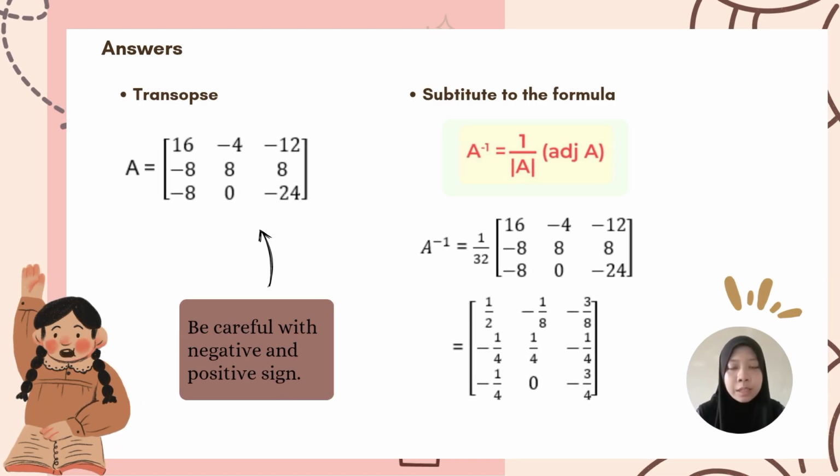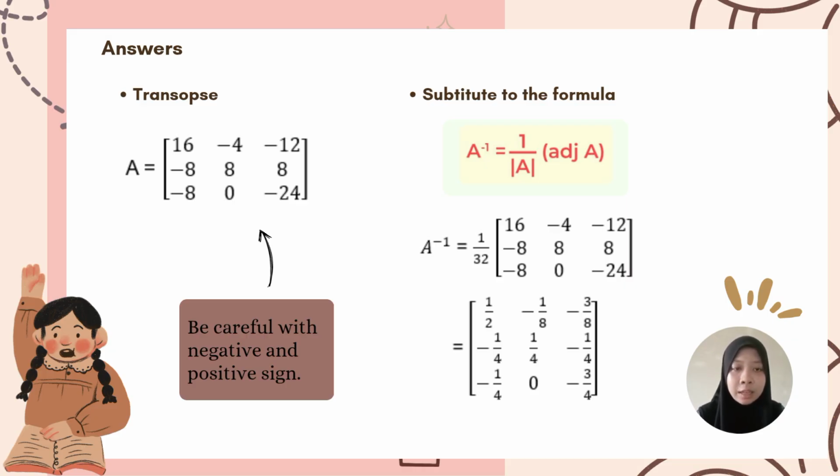Finally, we move to the last page for my question. We must find the adjoint of A, which is the transpose of our cofactor matrix. This means we turn the first row into the first column, the second row into the second column, and so on. Just repeat the process.